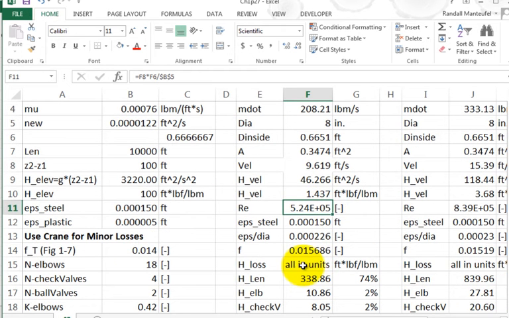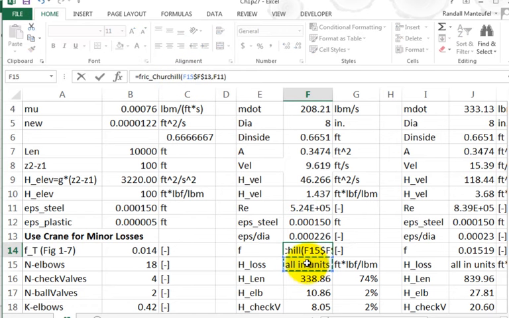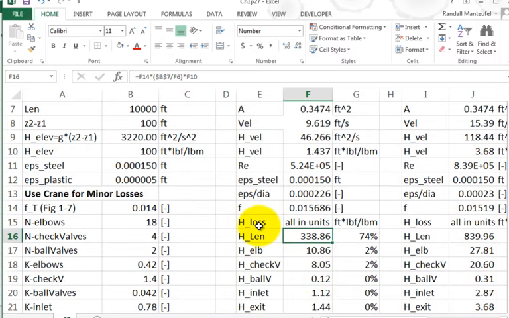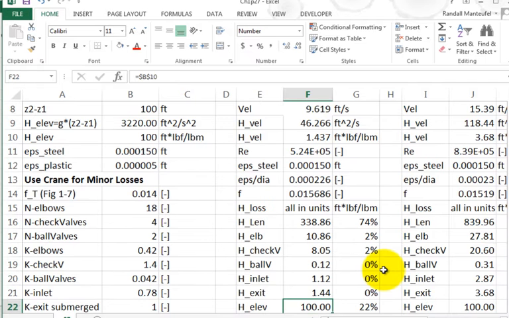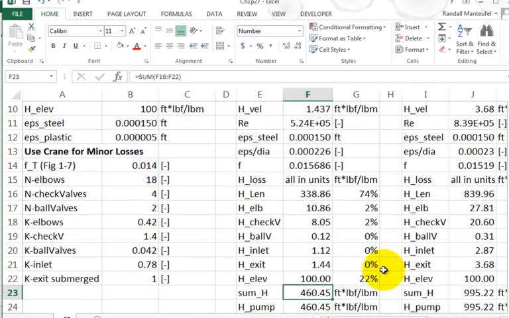You get a friction factor using the Churchill equation. And then you can just calculate all these head losses, right? So the head loss in the length of the pipe, it's 338. The elbows, 10. The check valve, 8. The ball valve, very little, 0.12. The inlet, 1.12. The exit, 1.44. The elevation was 100. You add them up to 460.